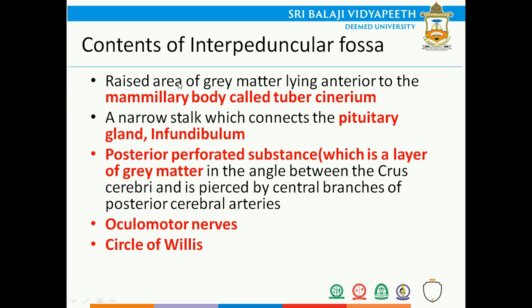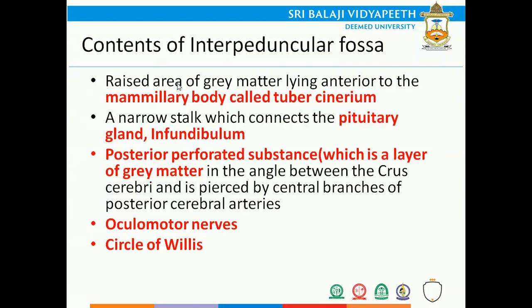Now the contents of this area will be two elevations called mammillary bodies. They are nothing but grey matter, and between the mammillary bodies there is also the tuber cinereum. There is the stalk of the pituitary seen in this fossa, and along with the pituitary stalk you have the infundibulum and the posterior perforated substance, which is again grey matter, along with the posterior cerebral vessels. It is located between the two cerebral peduncles, what we call the crus cerebri.